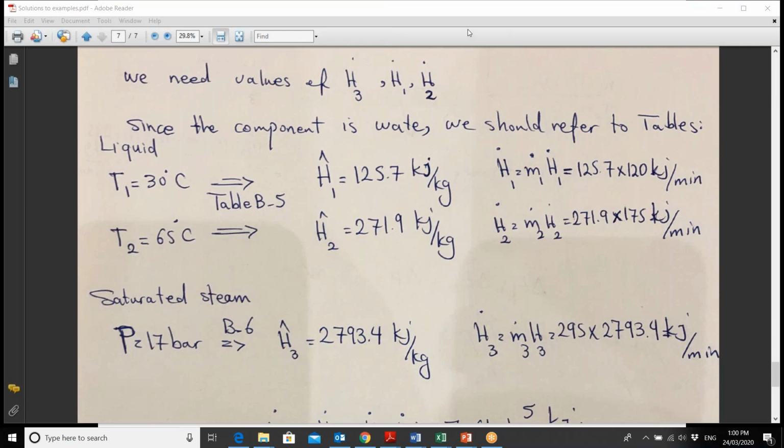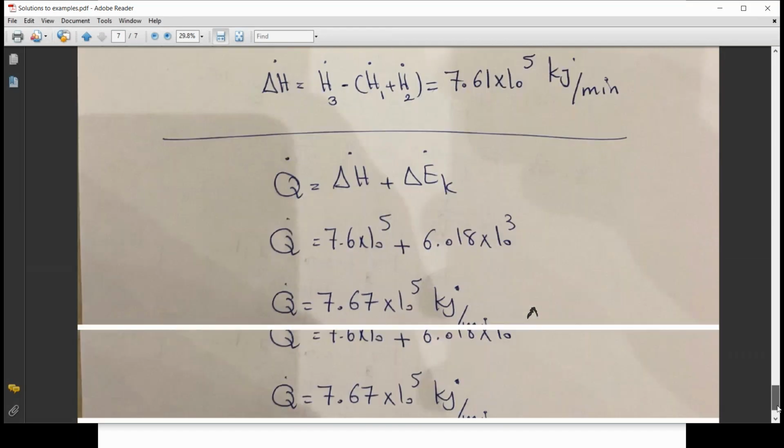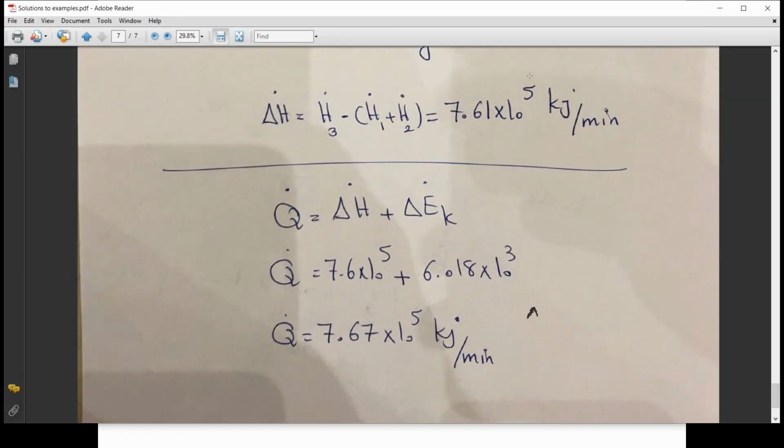Again here I was supposed to put this one. Sorry, I forgot. So this one should be by these symbols, right? So through this, by multiplying by the amount of the mass flow at the exit, that is 295, you can calculate the enthalpy rate in the outlet. So the rest is clear because you just have to calculate delta H first by putting inside above formula, and then Q is clear, delta H plus delta EK.